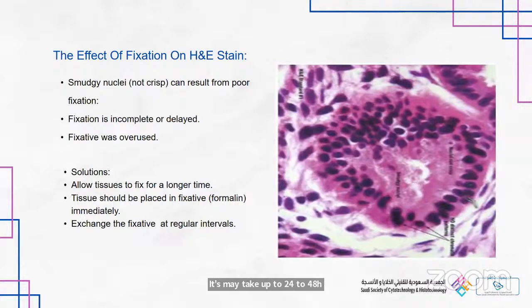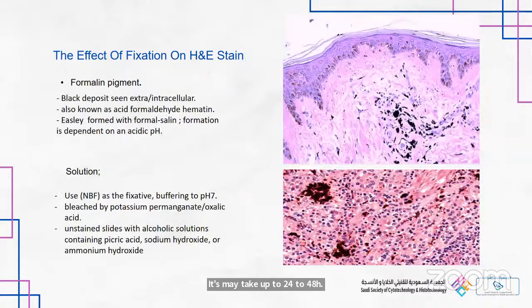Formalin pigment is also one of the fixation problems, and this pigment is called acid formaldehyde hematin. It may be present in blood-containing tissue, seen both intra- and extracellularly, especially if the fixation is delayed or non-buffered formalin is used. You can notice in these pictures, it appears as a brown-black crystalline deposit in and around tissue. To prevent this pigment formation, you should use 10% neutral buffered formalin as fixative.